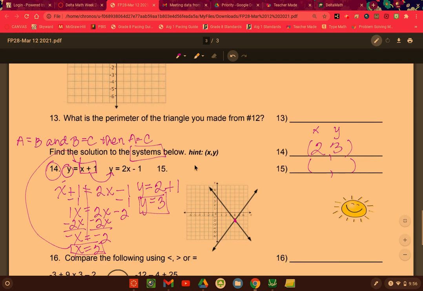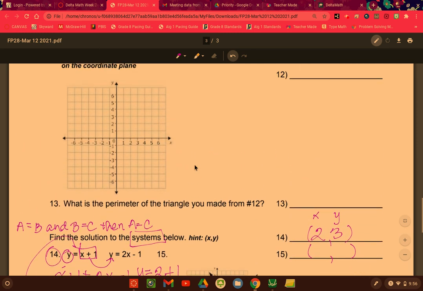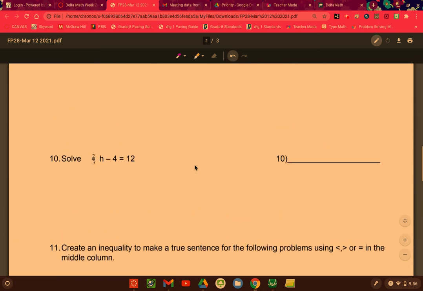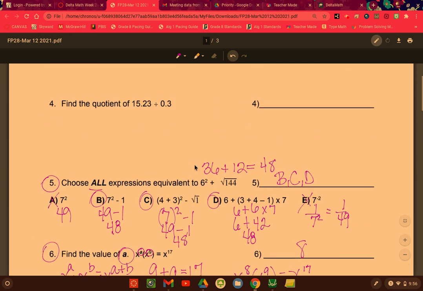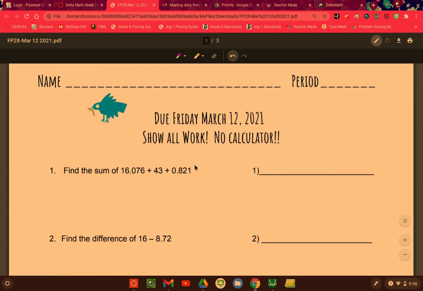You can probably guess number 15. So there's 1. Number 8. So 2. See, so there's 4 of them for you for Friday paper 28. I hope that helps you a lot.